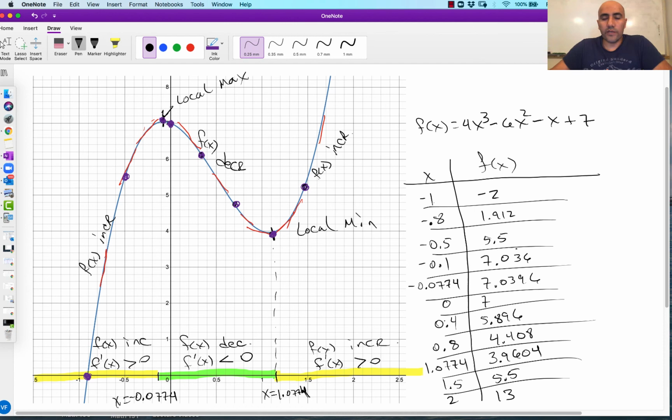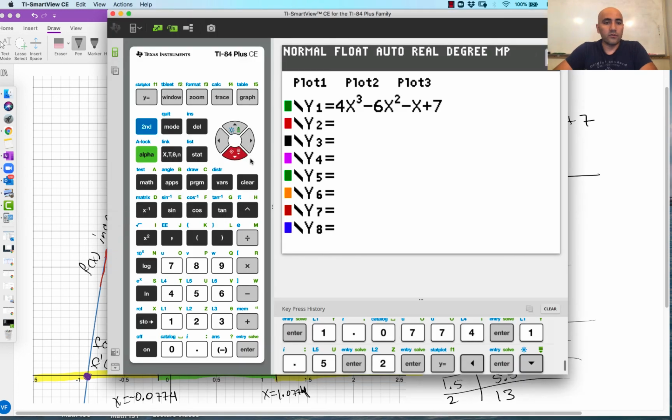Okay, so we can create our table, and then hopefully from that table, again, just get a rough sense of what the sketch is doing. Of course, as long as we have technology, why not use technology to graph it? So let's go back to our calculator and graph this equation.